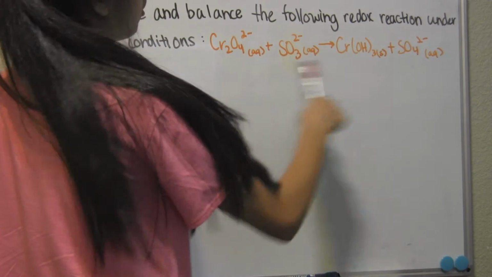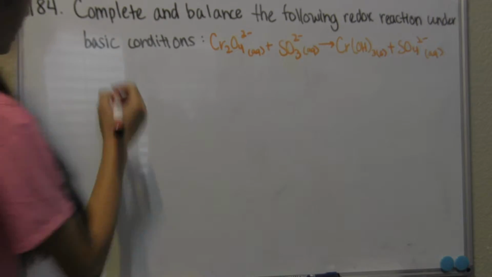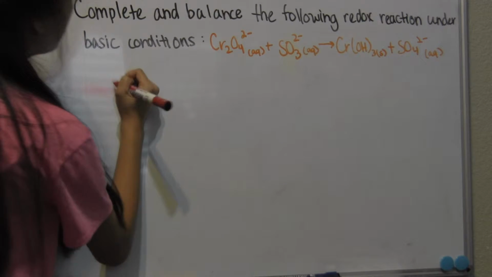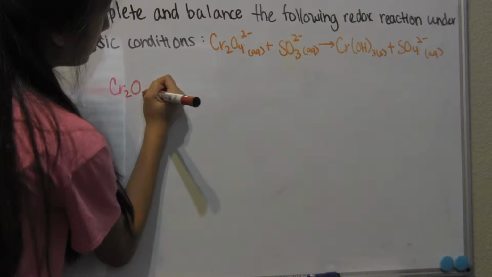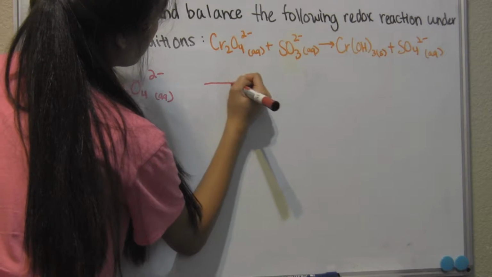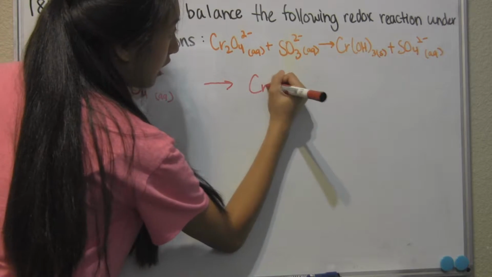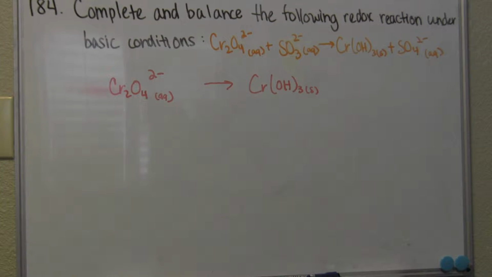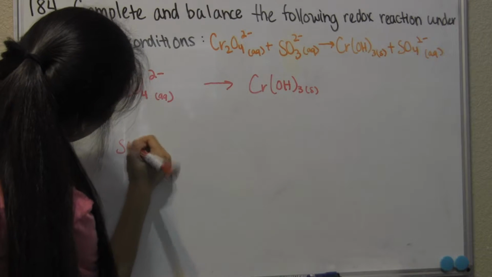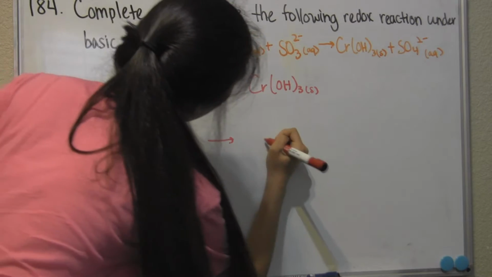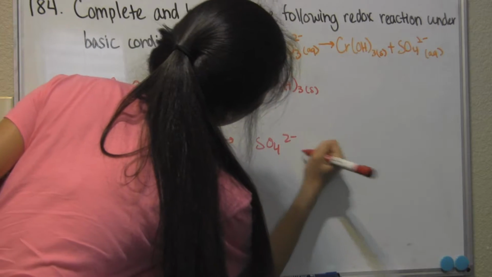It's going to be Cr2O4 2- aqueous, and let's leave a little space right there, and Cr(OH)3 solid. And now we write the other one, which is SO3 2- aqueous, leave a little space, and SO4 2- aqueous.